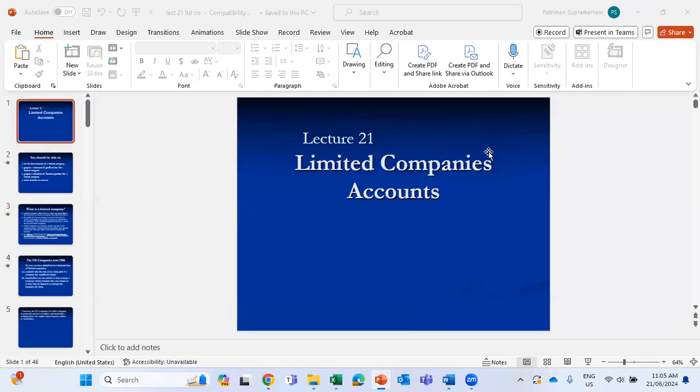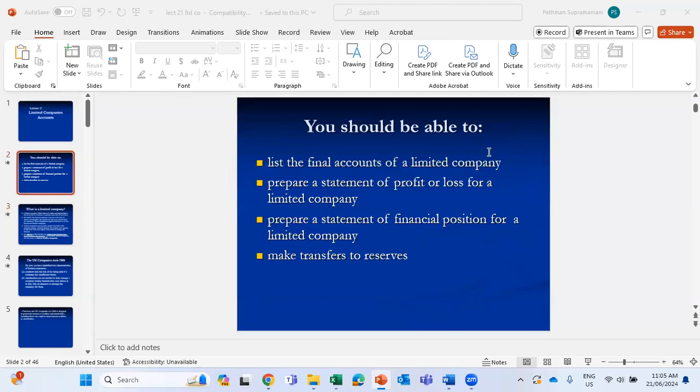Okay, so today's lesson is on limited company accounts. A limited company is the next level of business setup after partnership. When we started learning accounting, we learned the most basic setup of business, which is a sole trader. A sole trader is a business owned by just one person, called a proprietor or owner.